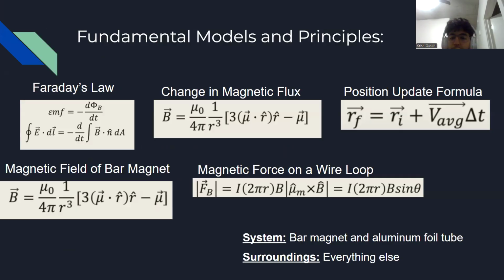So here are some fundamental models and principles of the lab. There's Faraday's law, which is seen with those equations right there. There's the change in magnetic flux, the position update formula, the magnetic field of a bar magnet, and the magnetic force on a wire loop. Those are the respective formulas alongside those. You can take a look at those. The system is the bar magnet and aluminum foil tube, with surroundings for everything else.